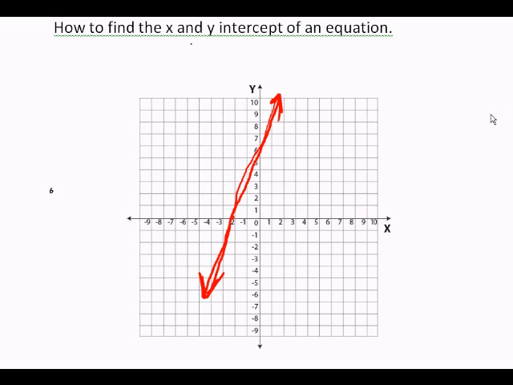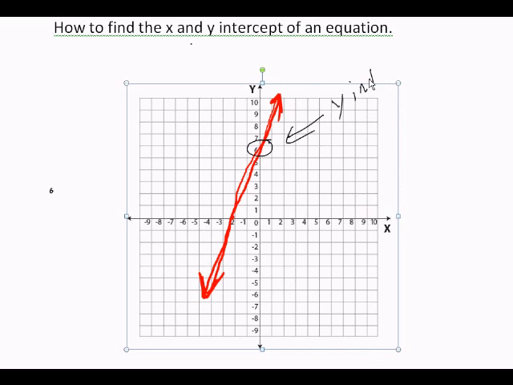This video is on how to find the x and y intercept of an equation. Before we do that, let's just take a look at the x and y intercept of a graph. The y-intercept, right here, is the point where your graph crosses the y-axis.